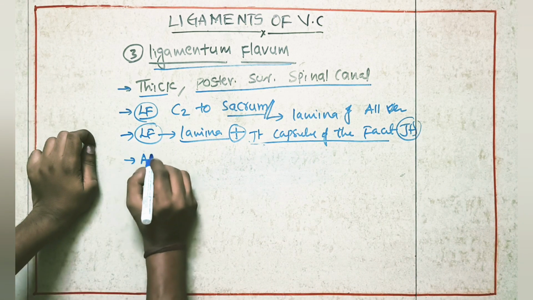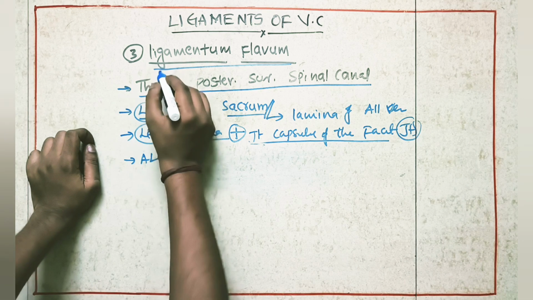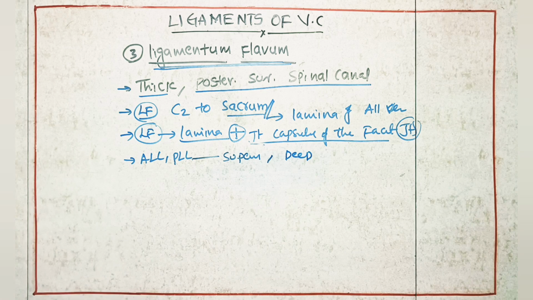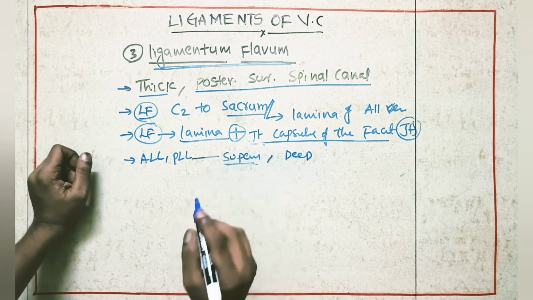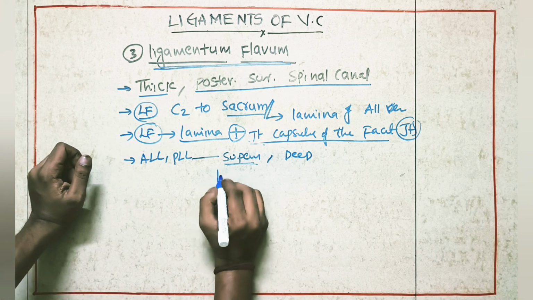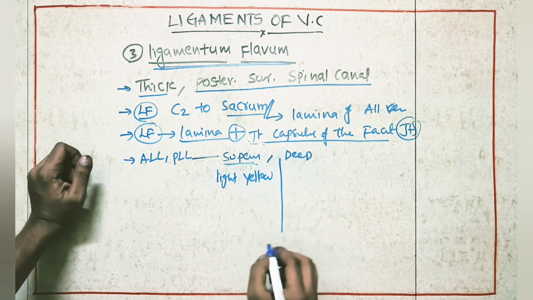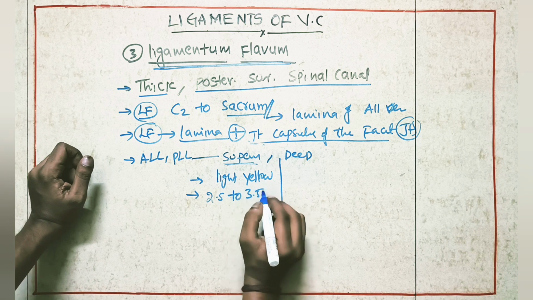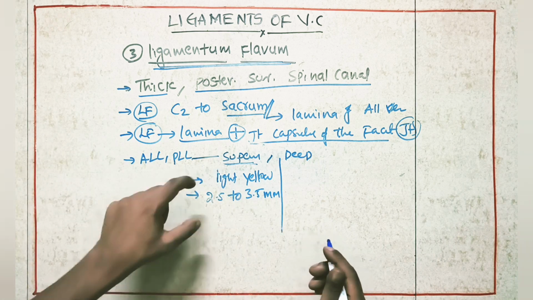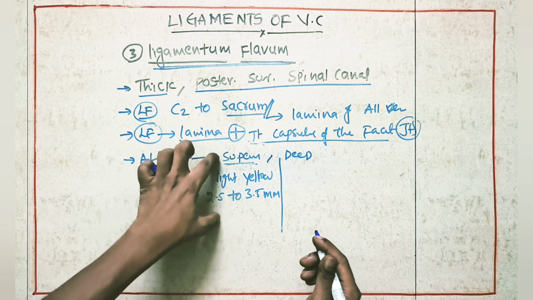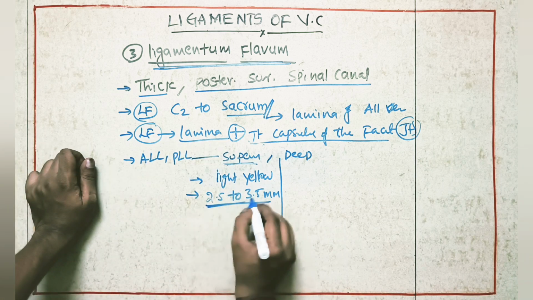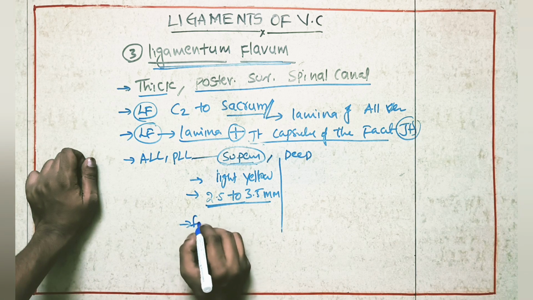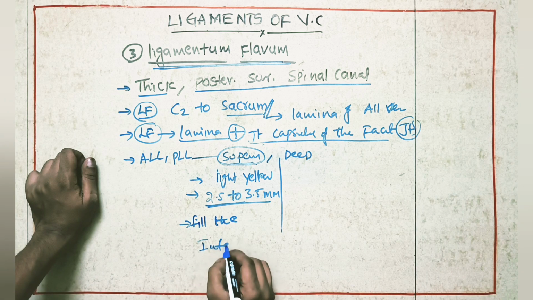Next point: same as the anterior and posterior longitudinal ligaments, the ligamentum flavum also has two sets of fibers, superficial and deep. The superficial component of the ligamentum flavum is a light yellow colored structure, and the thickness of the superficial fibers is 2.5 to 3.5 mm. These superficial fibers fill the interlaminar space.